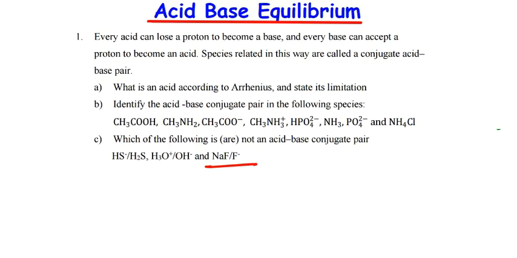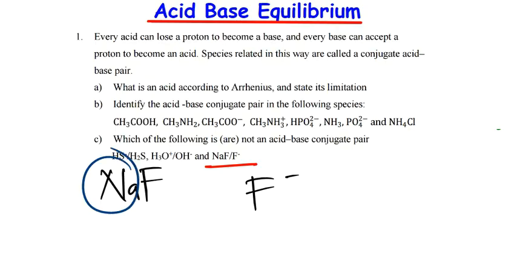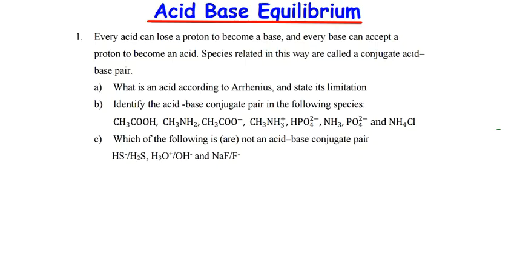How about that guy? We've got sodium fluoride and a fluoride ion. Can we see a gain or a loss of a proton there? Don't just look at the sign, it will deceive you. Sodium is a spectator ion in this case. That's why its absence has caused a negative charge, not a proton. So it's just the loss of sodium, so it's not a pair. So that's it for question 1.